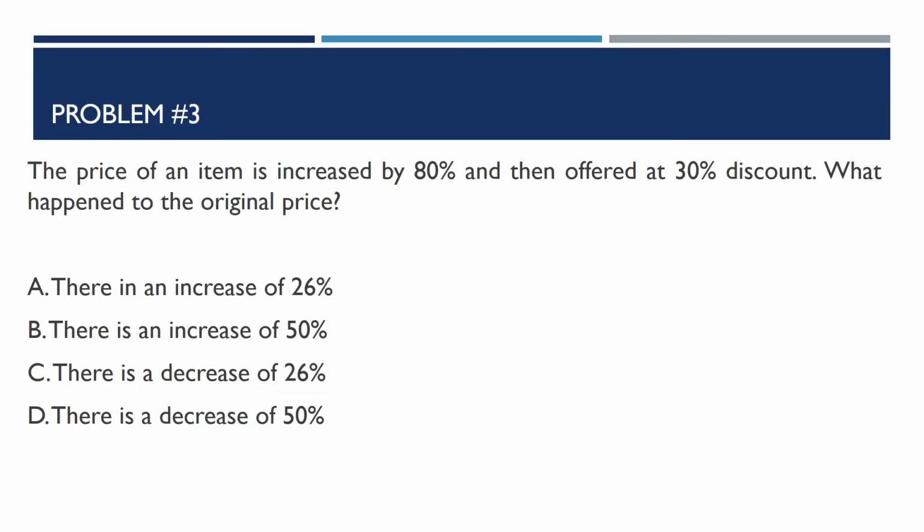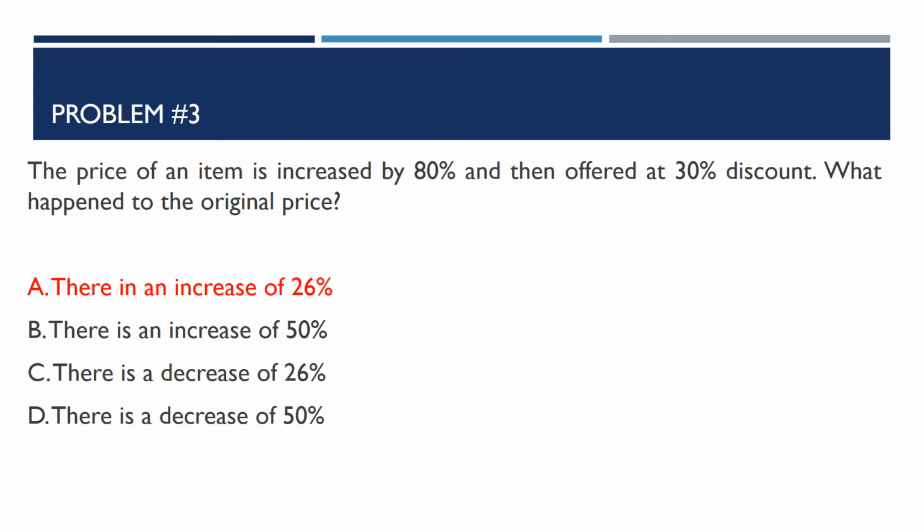So let's have the third problem. The price of an item is increased by 80% and then offered at 30% discount. What happened to the original price? So let's have the answer. So the answer for the third problem is there is an increase of 26%. So how do you get this answer?